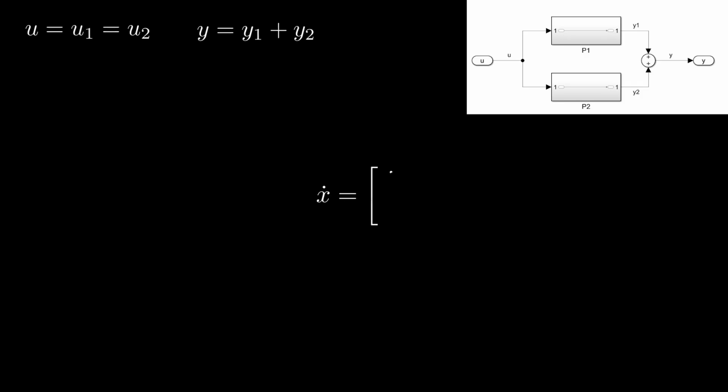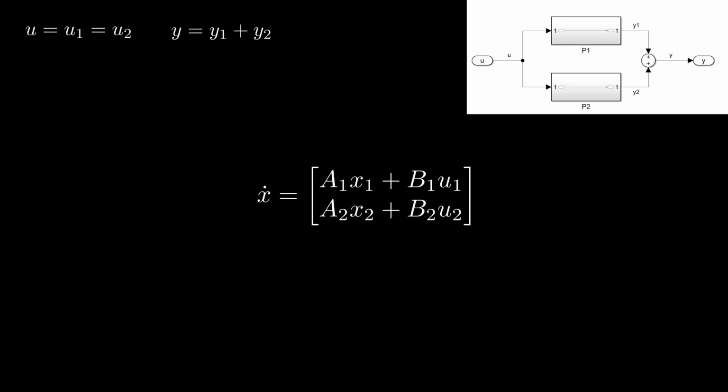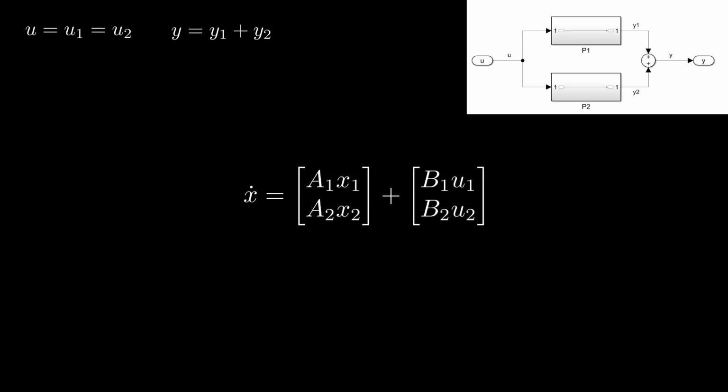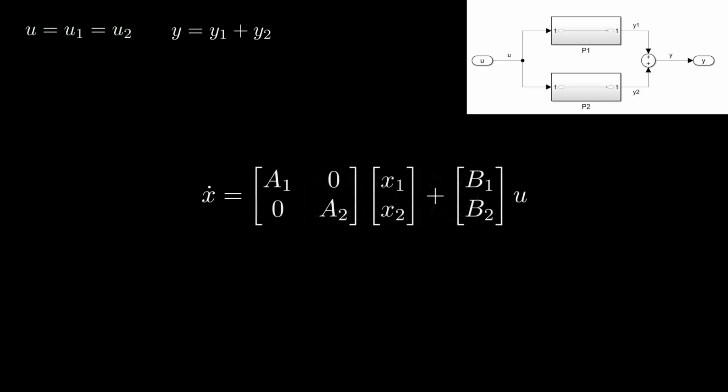Now that we're set up, let's write the state equation. Each system has its own state equation. By the matrix addition property, we can split it up. Also, we know we can just use U for U1 and U2. And by block matrix multiplication and scalar multiplication over a vector, we get this.